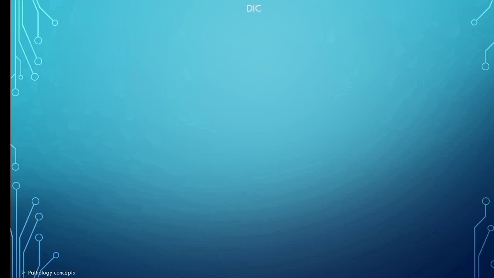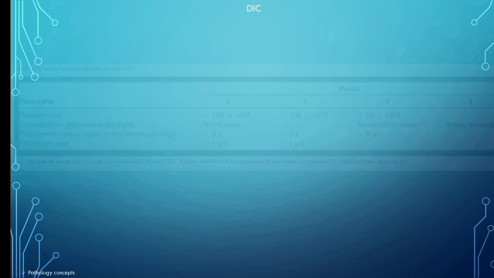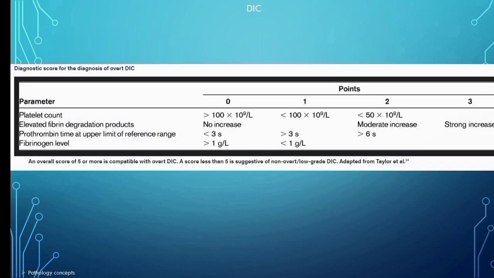Next is DIC. DIC is consumptive coagulopathy. It is characterized by activation of intravascular coagulation with microvascular thrombi formation, thrombocytopenia, depletion of coagulation factors, bleeding complications, and end organ damage. Acute DIC is seen in severe sepsis, septic shock, after trauma, after surgery, as an obstetric complication, after ABO incompatible blood transfusion, and as a complication of APML.